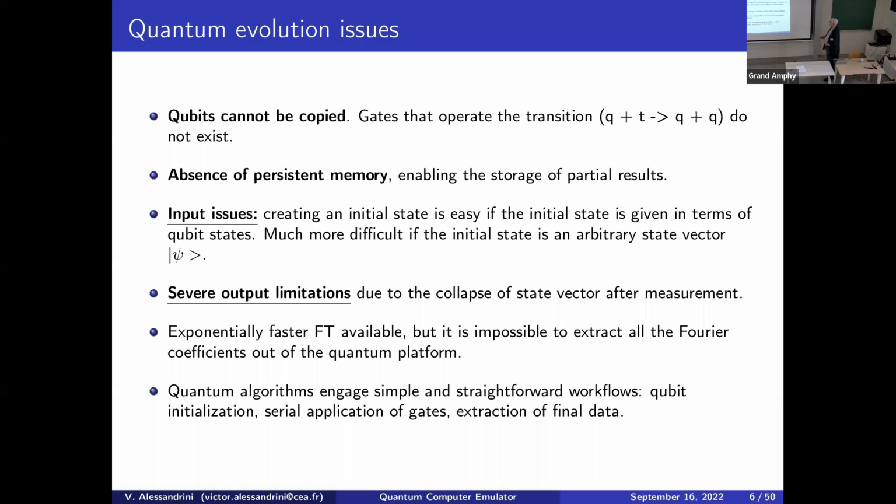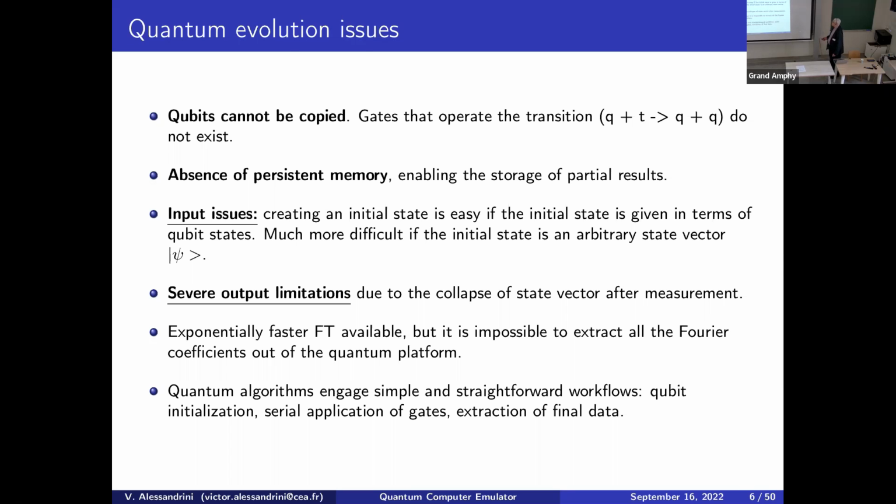There are severe output limitations because as soon as you look at the state, the state vector disappears, if it is on the quantum side. You just see one state. The state vector is a superposition of the states. You see one state, but the next time you look, you don't see the same state because the vector has disappeared. So we will come back to that later on.